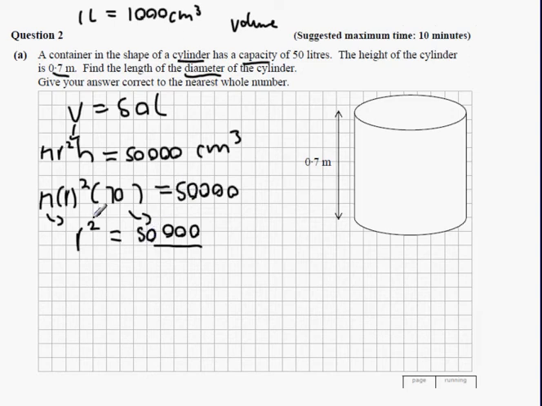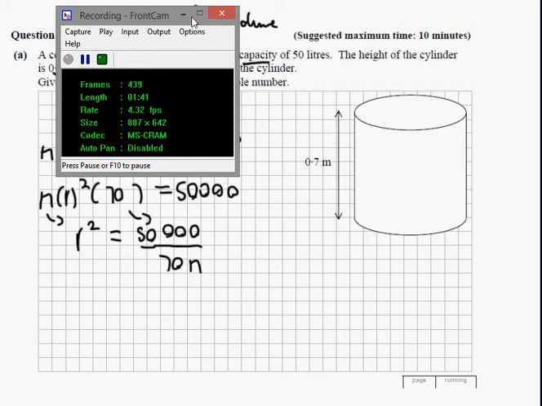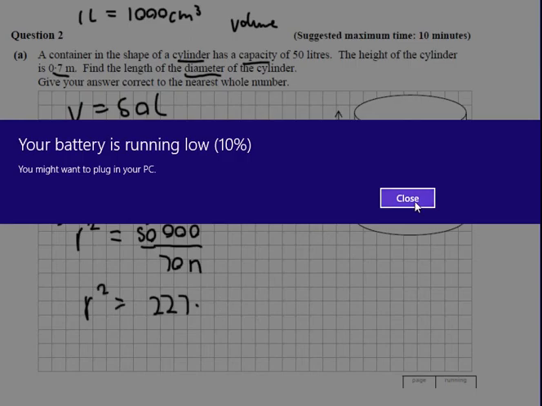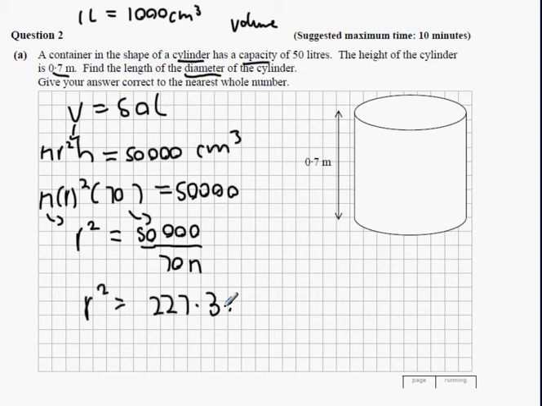Now, where does the pi and the 70 go? Pi and the 70? Underneath. Divide 50,000 by 70 pi. Anybody give me the answer for that? 50,000 divided by 70 pi. To your calculator and you get r squared equals 227.364. Well, what you do next, Sean, is square root that.